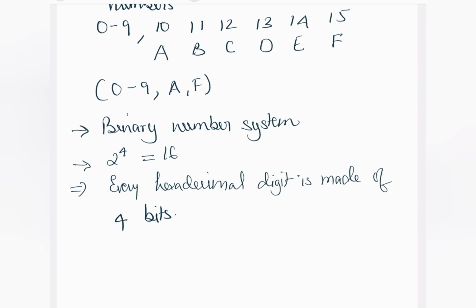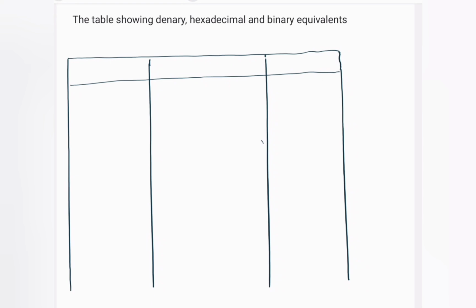To understand this whole scenario, we are going to convert the hexadecimal into the decimal, which is 10, 11, 12, 13, 14 and 15, and back to the binary. Let's do the tabular form. To understand the relation between denary, hexadecimal and binary, I'm going to use the table here. So this is going to be the denary. This column I'm going to use for hexadecimal, and this column for the equivalent binary.